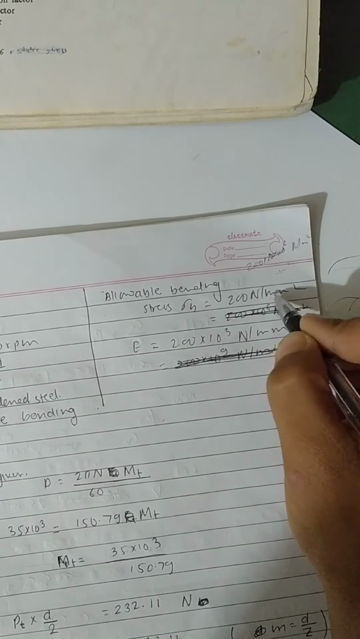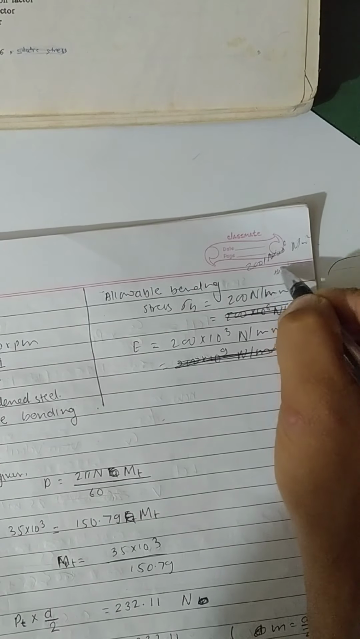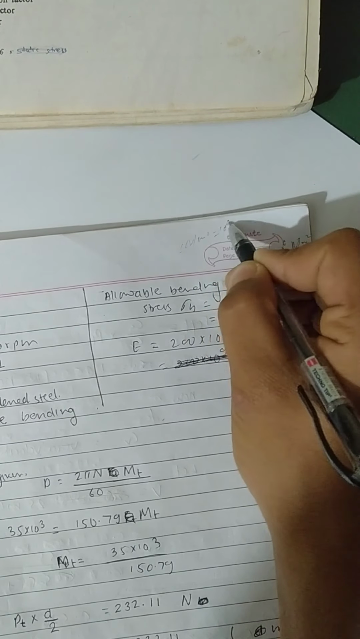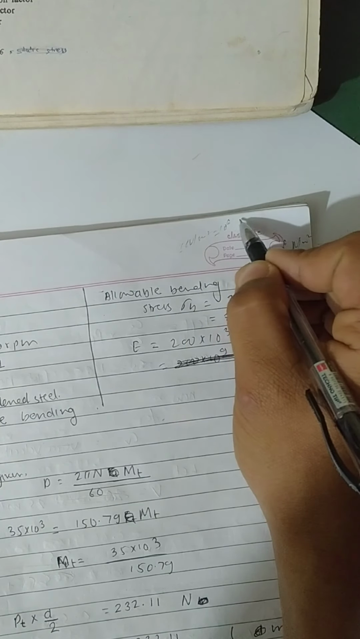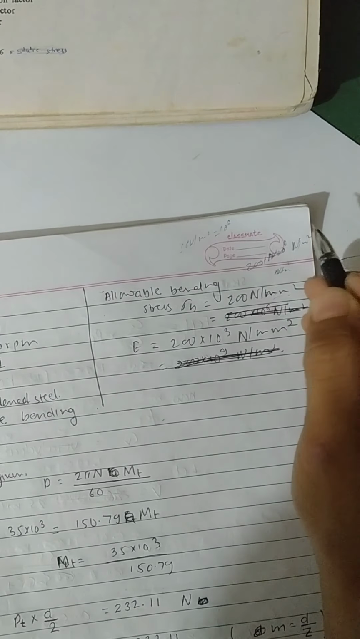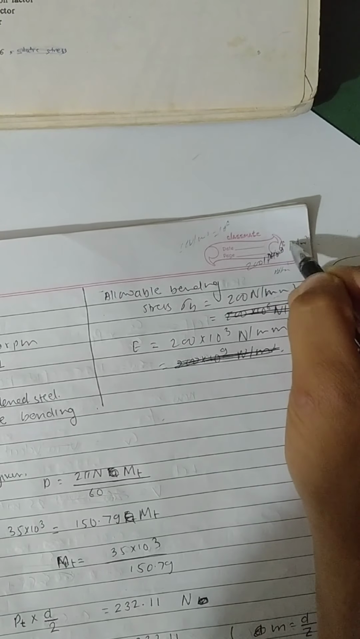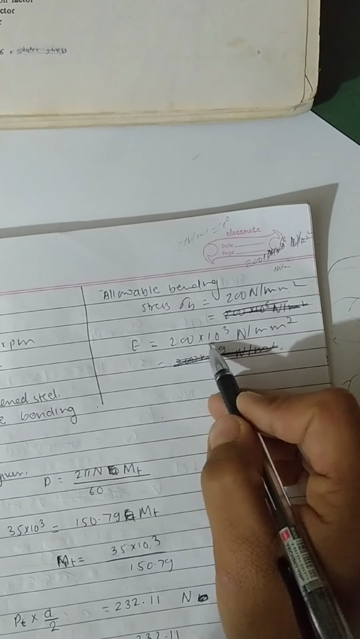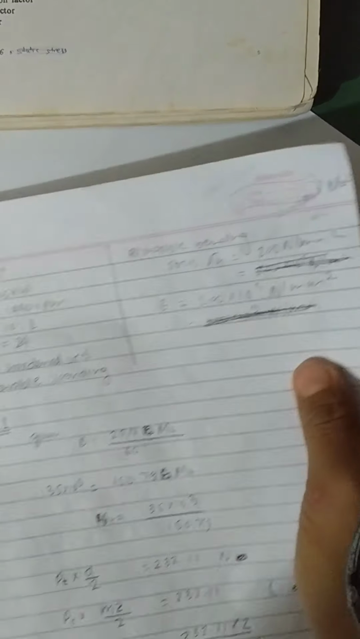This is in mm square, and if you want to convert it into Newton per meter square, then we have to multiply by 10 to the power 6. Okay guys, and the modulus of elasticity is 200 into 10 to the power 3 Newton per mm square. Okay guys, this is in mm square, you have to know that.